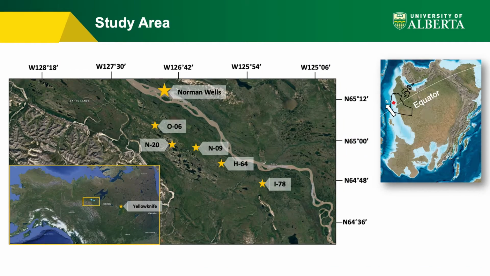The study area for this project was in the Northwest Territories, in the central Mackenzie Plain near the town of Norman Wells, about 600 kilometers northwest of the city of Yellowknife. You can see in the inset there Yellowknife outlined by the yellow star, and for those of you not familiar with the Northwest Territories, you can also see our study area outlined by the yellow box relative to Alaska on the left.